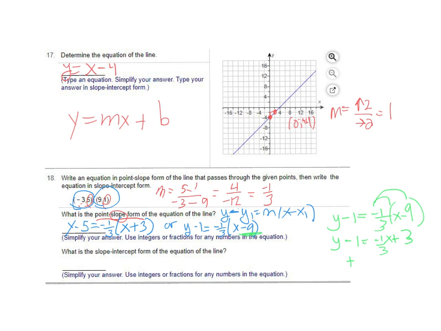And then if we take that minus 1 and we add 1 to both sides, we're going to have y equals negative 1/3 x plus 4. And that's going to be the slope-intercept form. So that's my y equals mx plus b. y equals negative 1/3 is the slope, and then x, and then my y-intercept is 4.